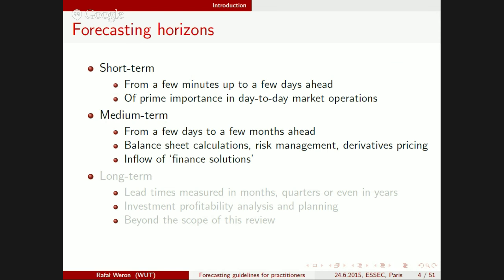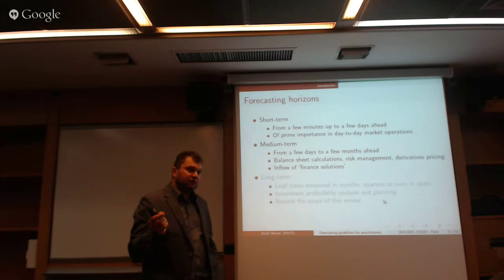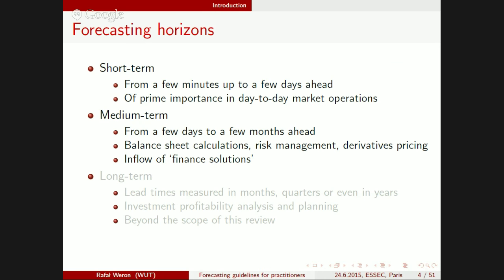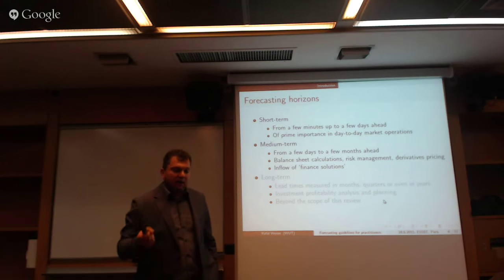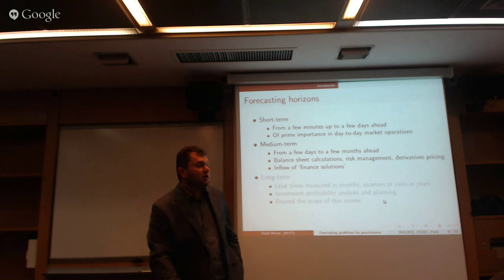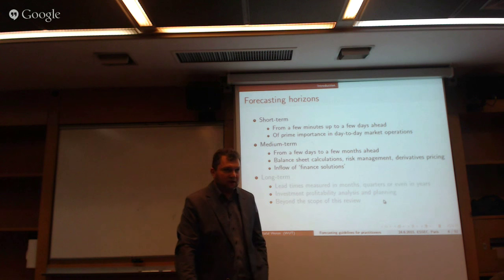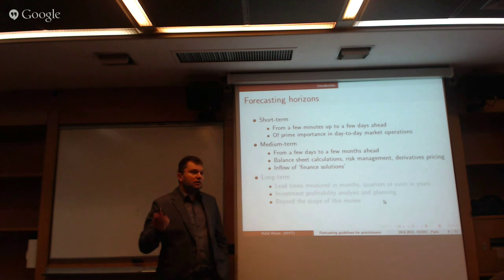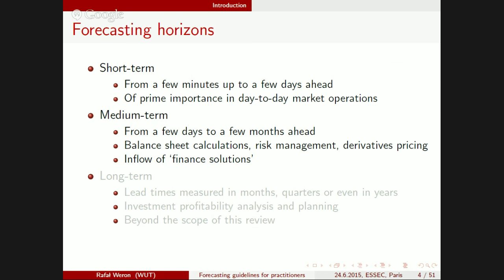Now, when talking about forecasting, you always have to specify the forecasting horizon. So here, in this talk, I'll talk about 2 forecasting horizons, short-term and mid-term, defined in the following way. The short term is from a few minutes up to a few days ahead. This is the forecasting usually performed when bidding in the day-ahead market. The medium term ranges from a few days to a few months ahead, and this is usually done for balance sheet calculations, risk management, derivatives pricing, and as you see from the further part of the talk, there's an inflow of finance solutions coming in. Reduced form models are definitely brought into energy economics and are used for medium-term forecasting or modeling of these processes, mainly of the price process.